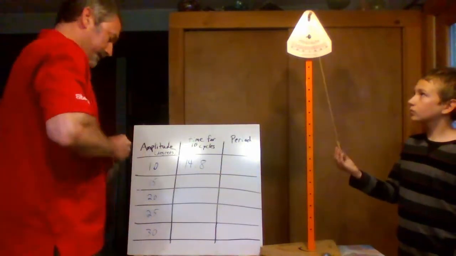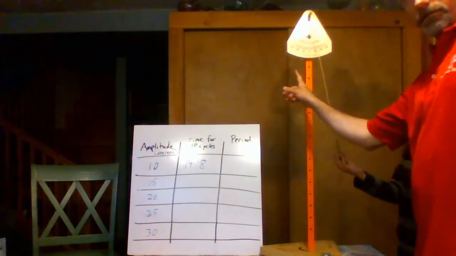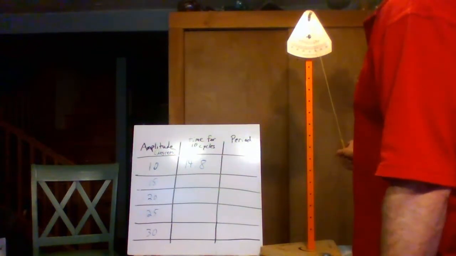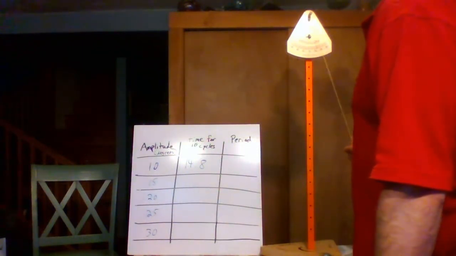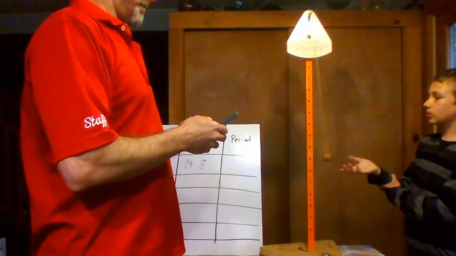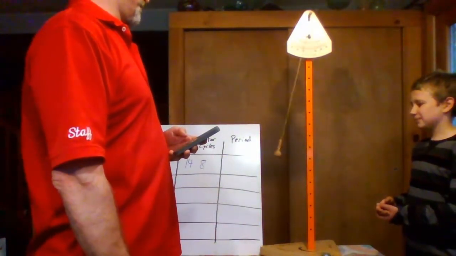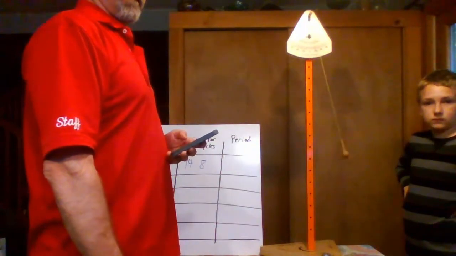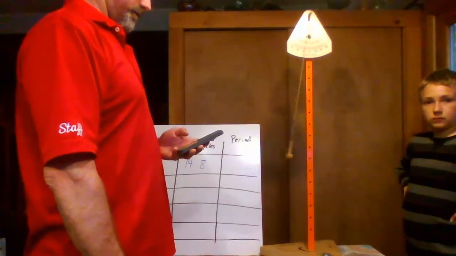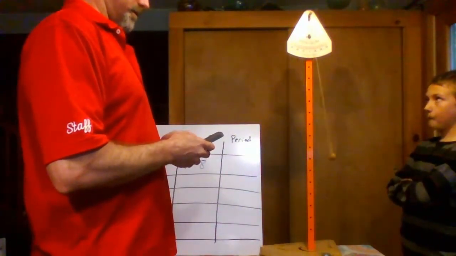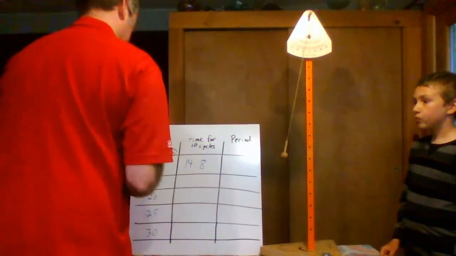Alright, now we're going to go to 15. And this is, we have a protractor up here. So our amplitude is being measured in degrees today. Right to there. Good. And go. 1, 2, 3, 4, 5, 6, 7, 8, 9, 10. 15.